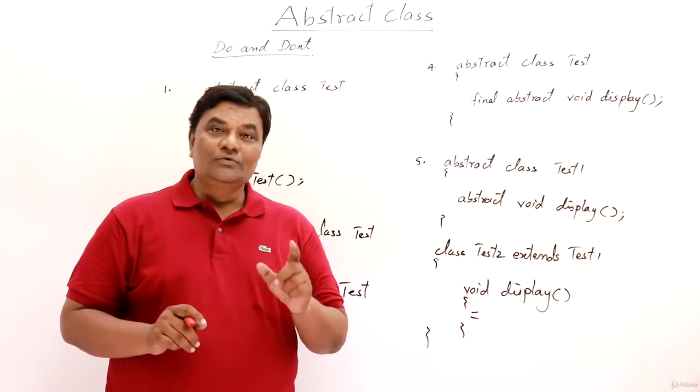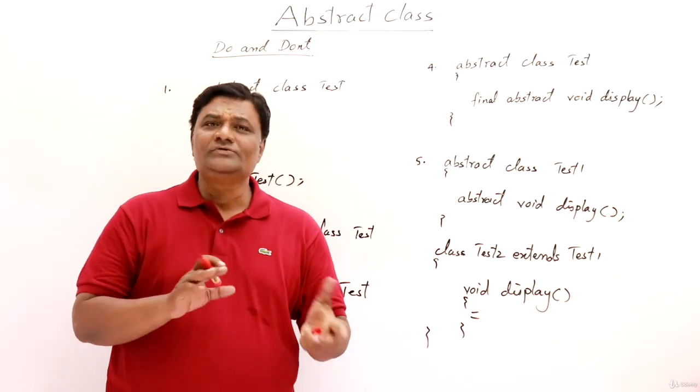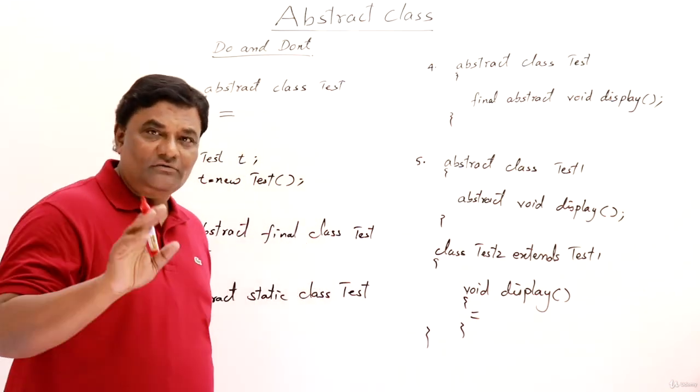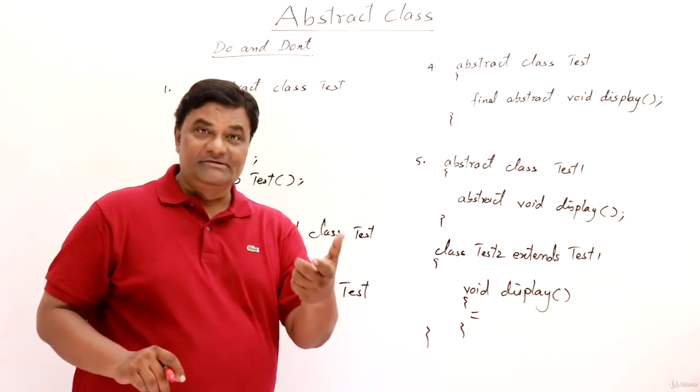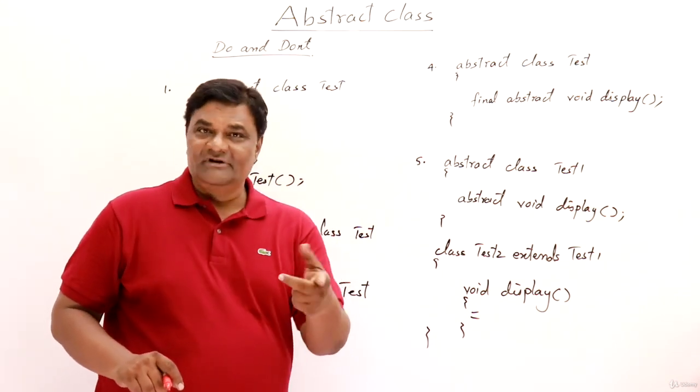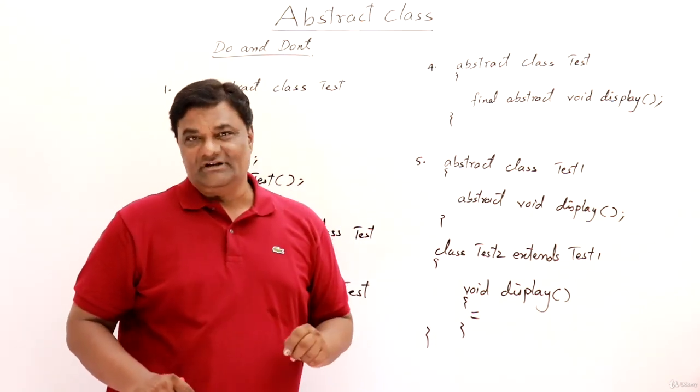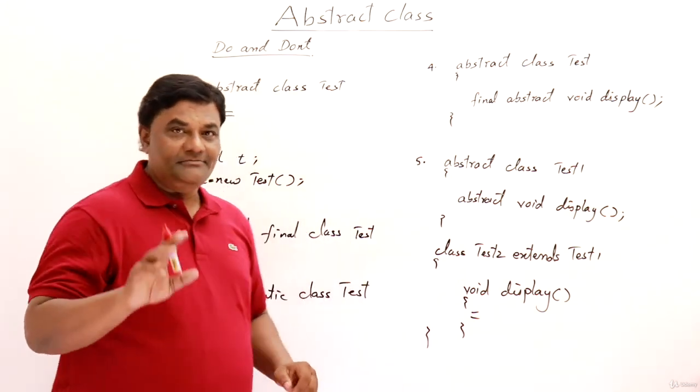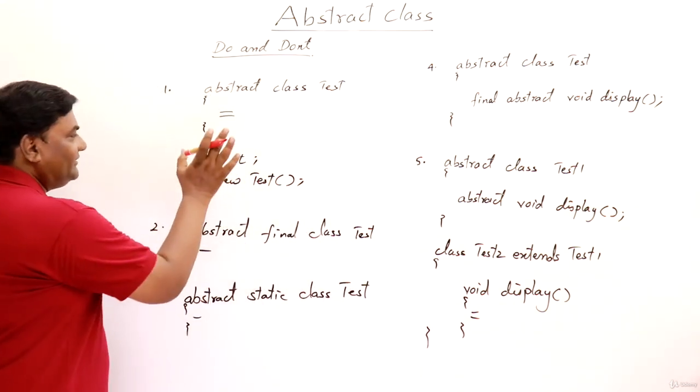We will look at rules for abstract classes, do's and don'ts, what is allowed and what is not allowed. Let us look at this. These are the points you must remember, and how to remember, I have given you supporting examples already. Through those examples you can remember. Let us see this. I'll just tell you the points.